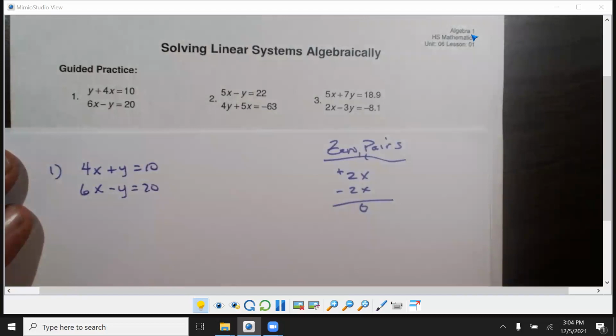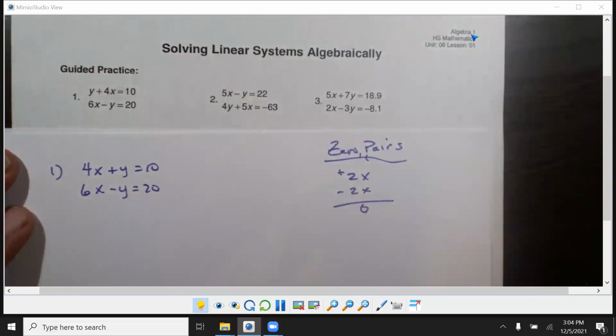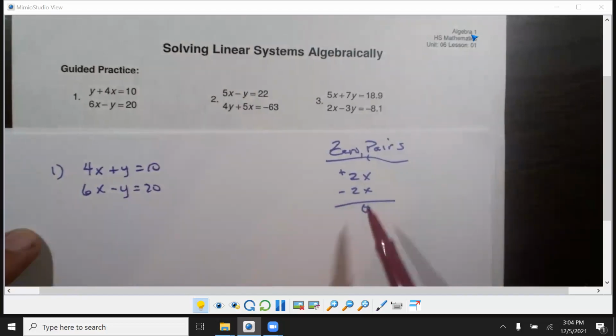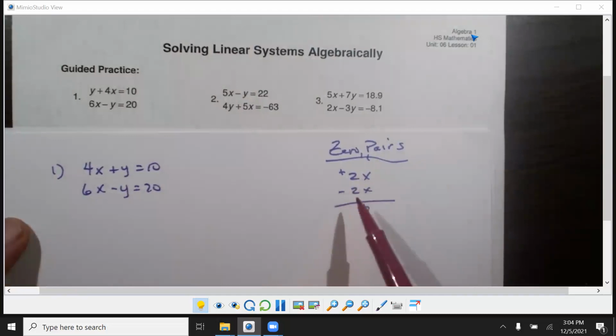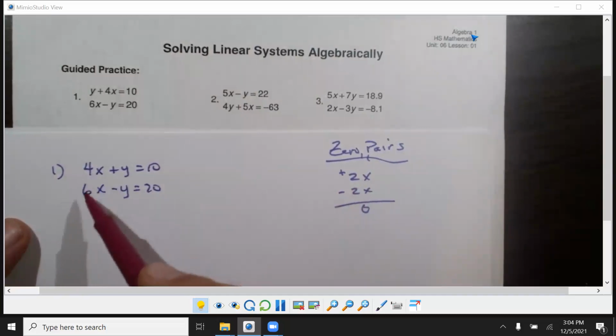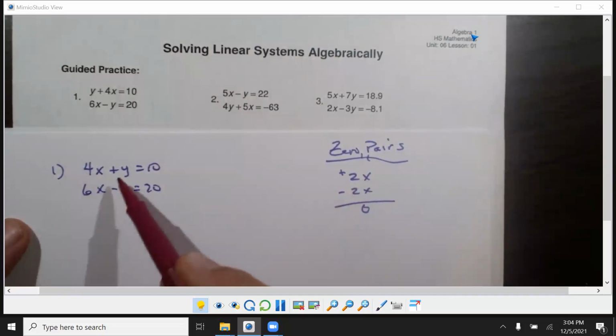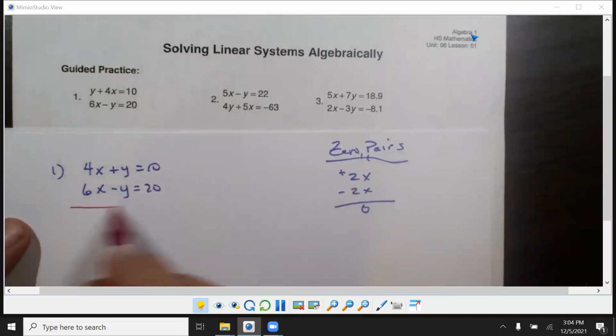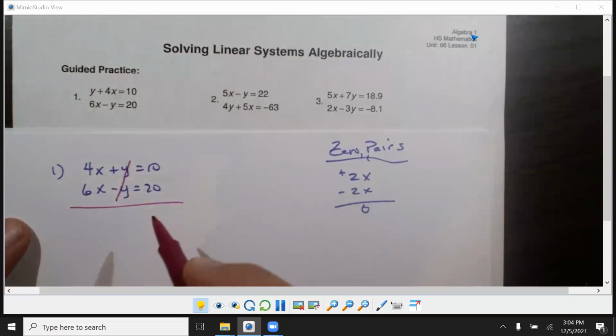All right, so the first thing I want to do is I want to see if there's a zero pair. So I want to look to see if there are two things that are exactly the same, terms, is what these are called, two terms that are exactly the same, except one's a plus, one's a minus. Well, if these two, one's a 4x and one's a 6x, so they're not the same. But this one's plus y, minus y, so that is a zero pair. So we can just mark those out, all right?